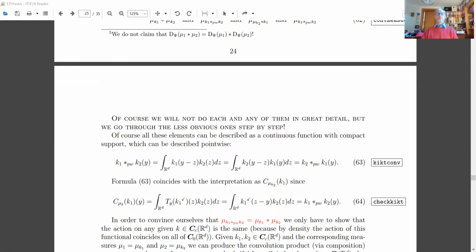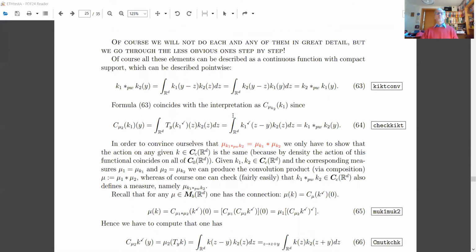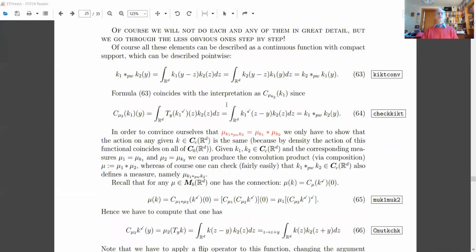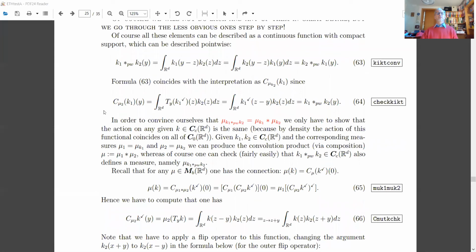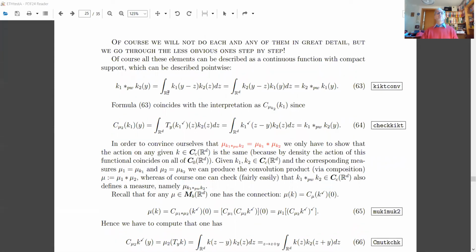So let me see. The first one is what I will write later on as mu. Yeah, I made a shorthand notation. We have two continuous functions, k1 and k2, and therefore it's natural to call the measure induced by k1 just mu1, and the measure coming from k2 I call mu2.